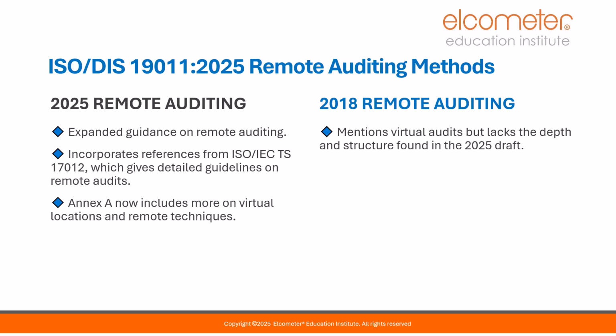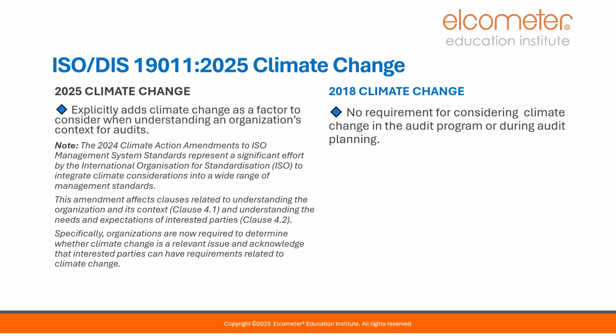Annex A16 in the ISO DIS 19011-2025 version includes more guidance for auditing virtual locations and for using remote auditing techniques. Compared to 19011-2018, remote audits and virtual audits were mentioned, but it lacked the depth and the structure that is now defined in the 2025 version. Climate change.